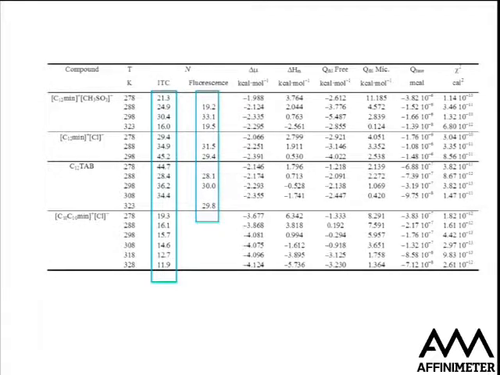But additionally, we not only get the micellization number, we get all this extra information using ITC, and I think that it's a very useful and very complete model.